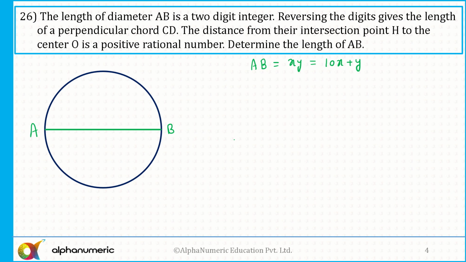Reversing the digits gives the length of a perpendicular chord CD. So this is a perpendicular chord. Let's say this is C and this is D.